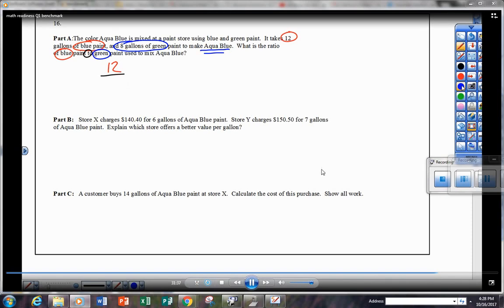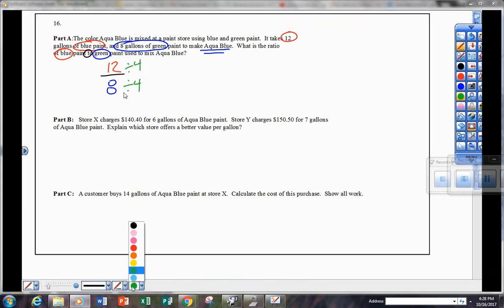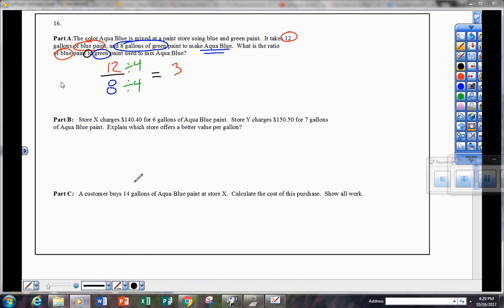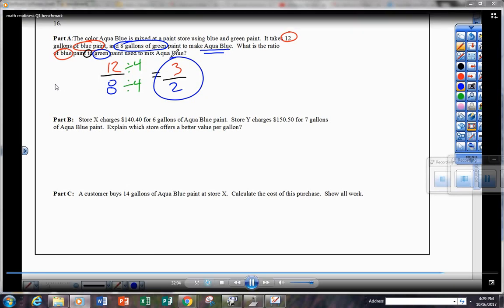And then I need to reduce that down. So if I take 12 over 8 and divide by the biggest number that goes into both without a fraction or a decimal, which would be 4, 12 divided by 4 gives me 3. And then 8 divided by 4 gives me 2. So that is the ratio. 3 gallons of blue to every 2 gallons of green will make aqua blue. So if you had 6 gallons of blue, you would need 4 gallons of green. If you had 15 gallons of blue, you would need 10 gallons of green.